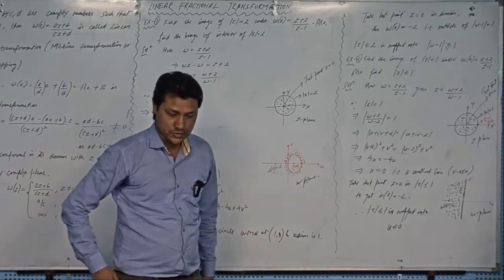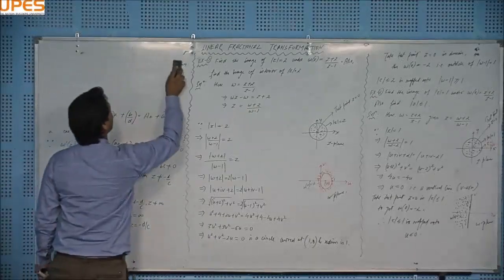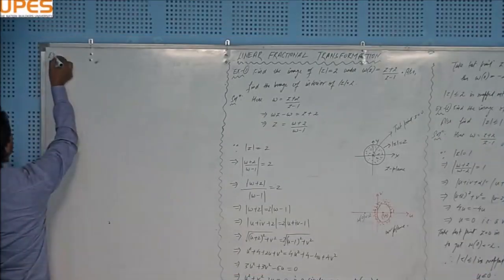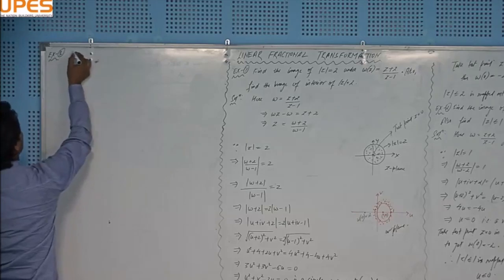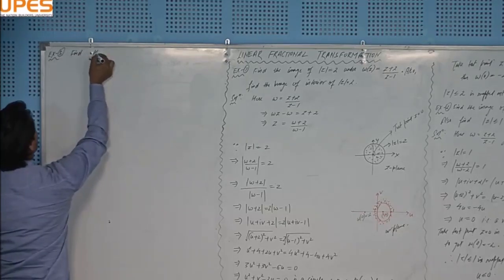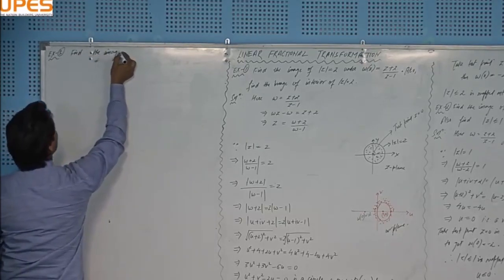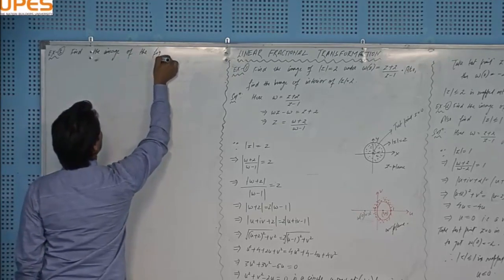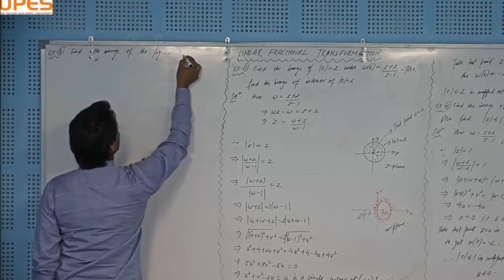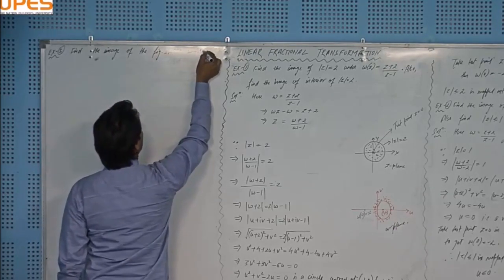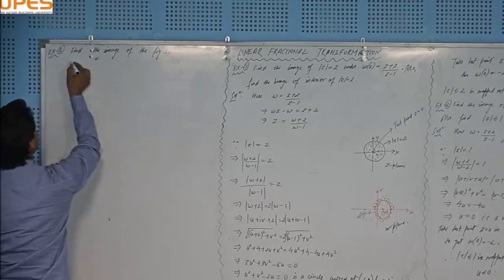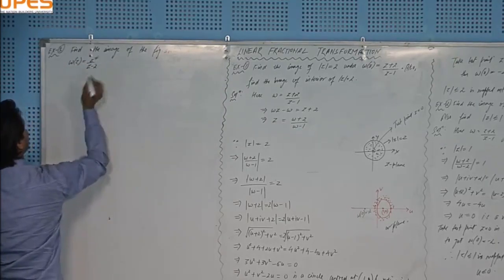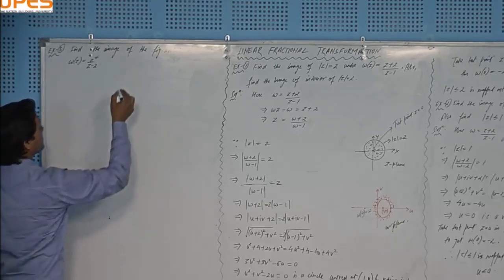So taking my next question. Example number 3: find the image of the figure shown under w equal to z over z minus 2, right? And the figure is like this. This is the figure.